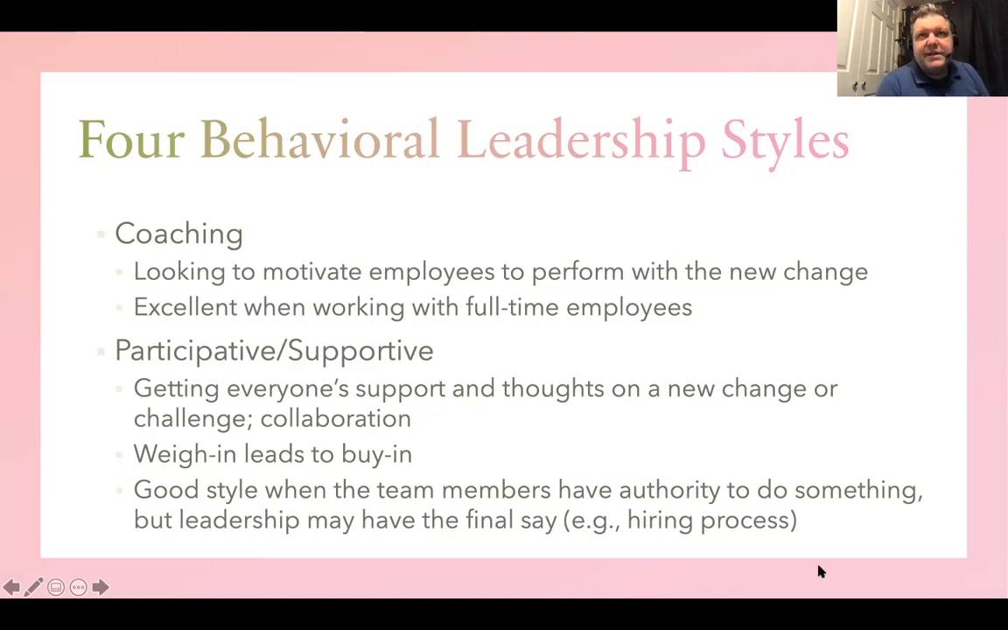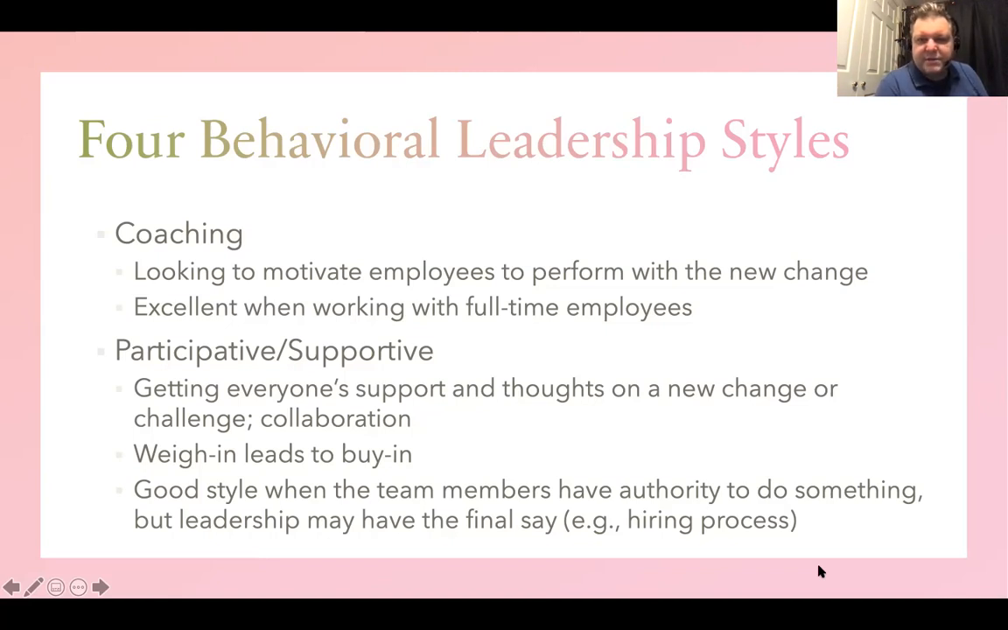We need to increase our revenue by 10% for this quarter, and that's a lot of money. Okay, so we really need to increase our revenue. It's a big deal. What do you think? How should we do this? What are your recommendations? This is getting everyone's support and thoughts on the new change or the challenge, and it's that collaboration. It's sitting back and saying, okay, as the leader, I have to make a final decision, but I'm going to get everyone else's feedback first before we make that decision.